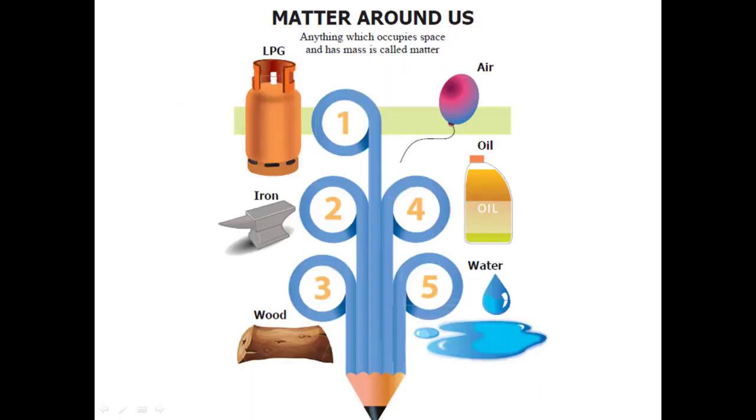Matter around us. Anything which occupies space and has mass is called matter. The first one is LPG. It is in gas form, so it is pressurized inside the gas cylinder. The second one is iron, which is solid. We can see iron materials around our home also. The third one is wood. It is also solid. The fourth one is oil, which is a liquid, and you can see that in your home, in your kitchen. Number 5 is water, which we all know is a liquid. It is all around us and we also drink it.